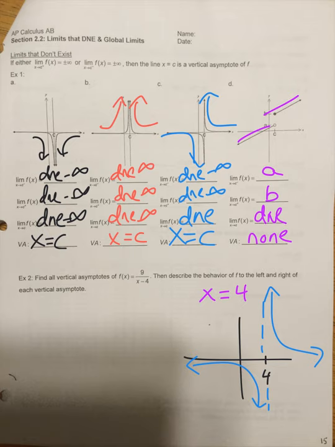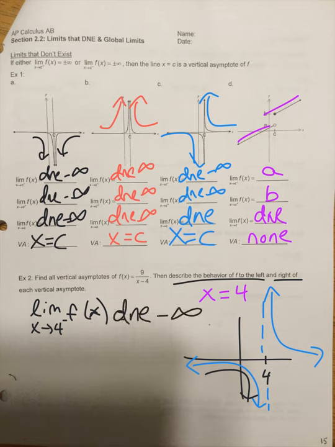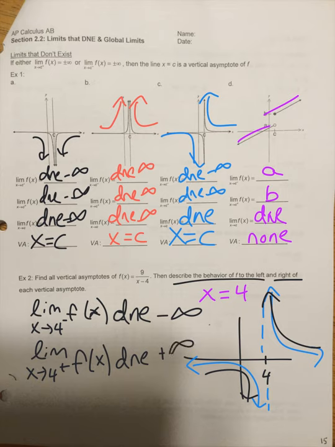So the behavior of this graph, we want the behavior from the left and from the right of each vertical asymptote. So the limit as x approaches 4 from the left of our function, well, from the left, it looks like it's headed downwards to negative infinity, so DNE negative infinity. The limit of f of x as x approaches 4 from the right, and looking at our graph again, as we approach from the right, we're going upwards, therefore DNE positive infinity.